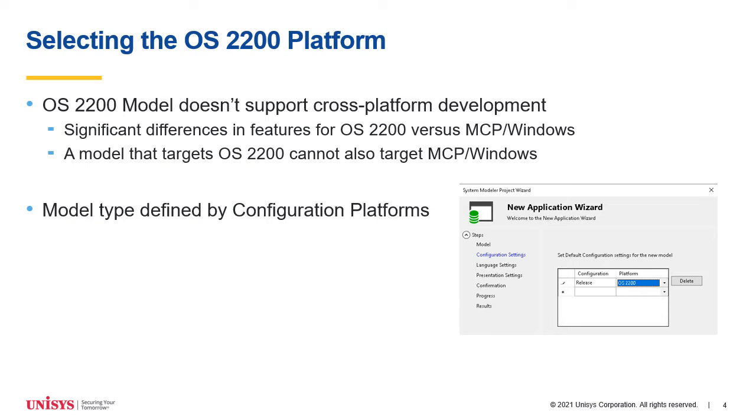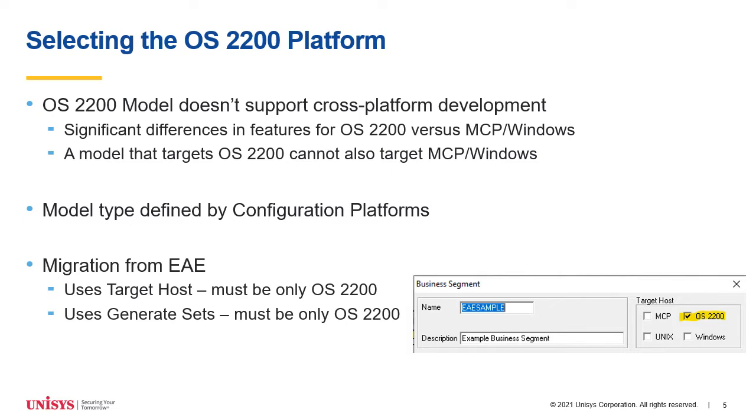Now, this model type is essentially determined by the configurations you define, or specifically the configuration platforms. When you create a new model, part of the new application wizard is to create the first configuration, and you're required to select the platform for that configuration, as in the screenshot here. If you pick OS 2200, then your model becomes an OS 2200 model, and then you can no longer add MCP or Windows configurations to that model. And vice versa, if your initial configuration is for MCP or Windows, then you won't be able to later add an OS 2200 configuration.